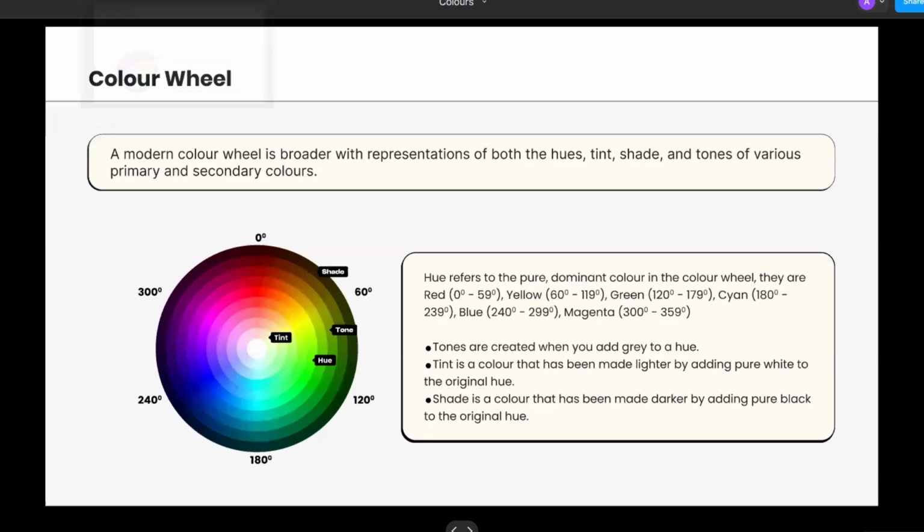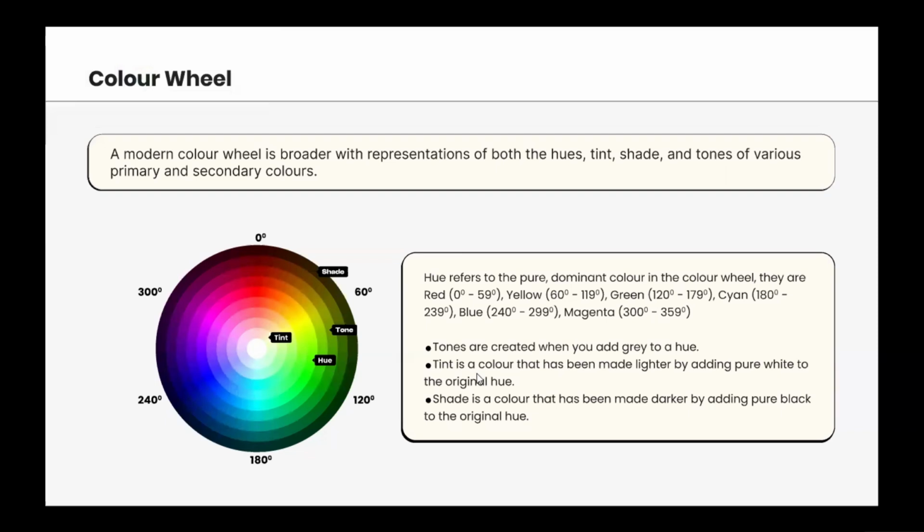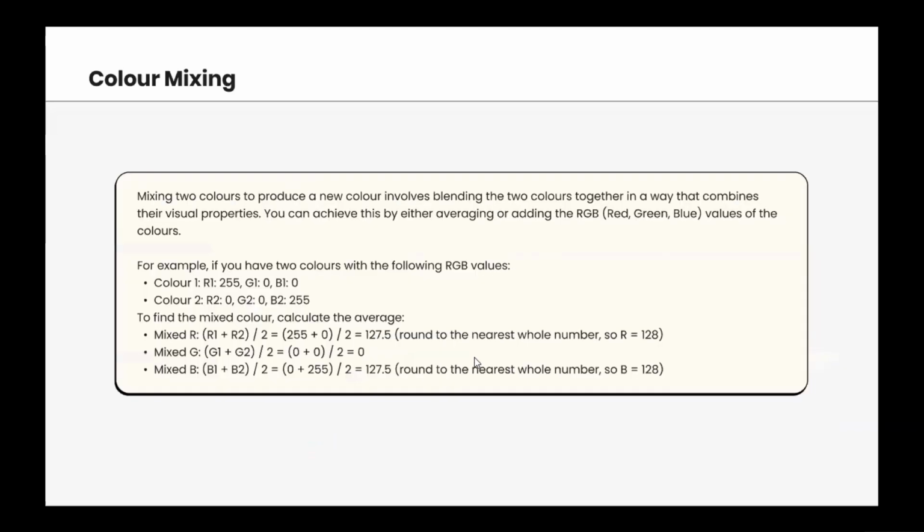Let's further explain what a shade, tint, and tone is. Tones are created when you add gray to a hue. When you add any range of gray to a hue, you get it toned down. Then a tint is when you add pure white to the original hue, and a shade is when you add pure black to the original hue. Let's talk about mixing color before we talk about how we can actually get tones and shades.